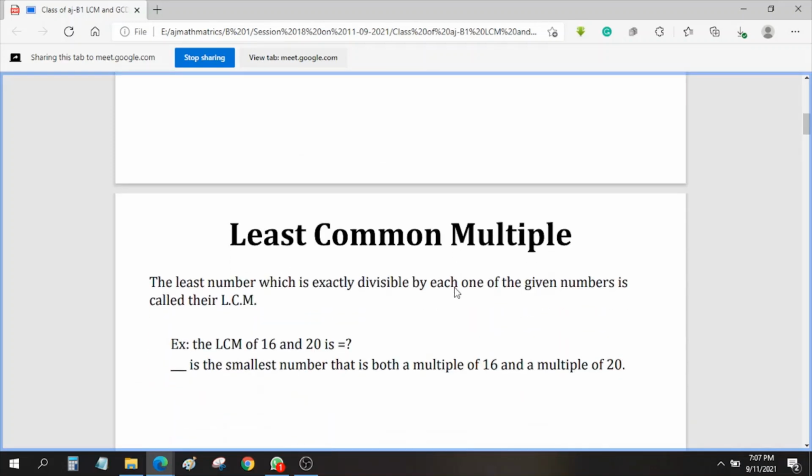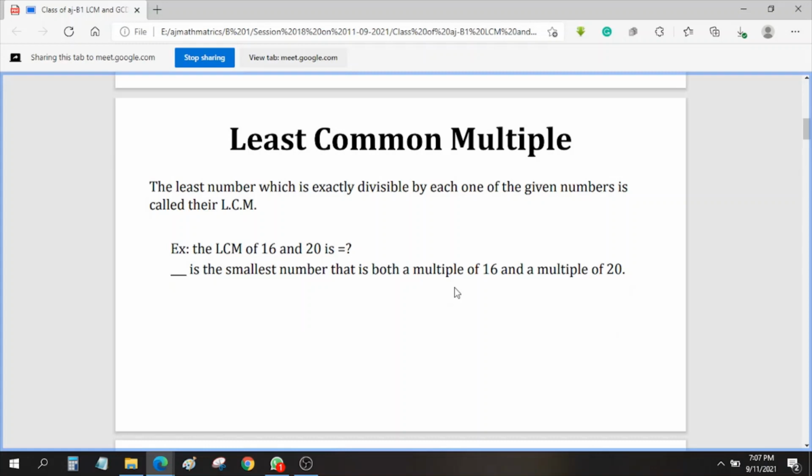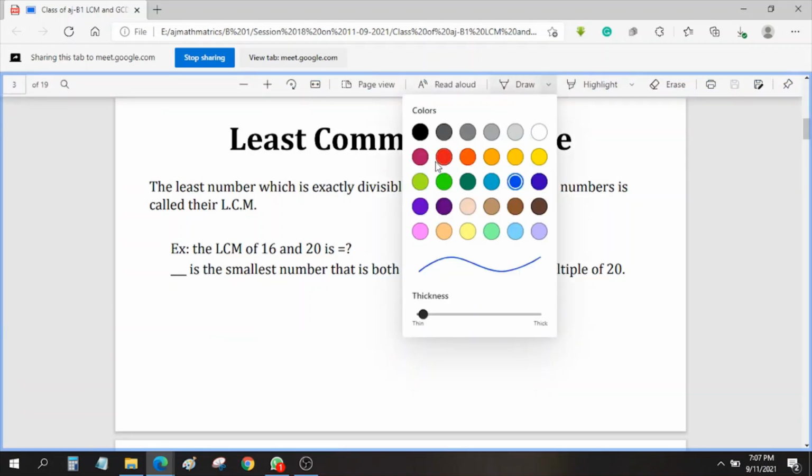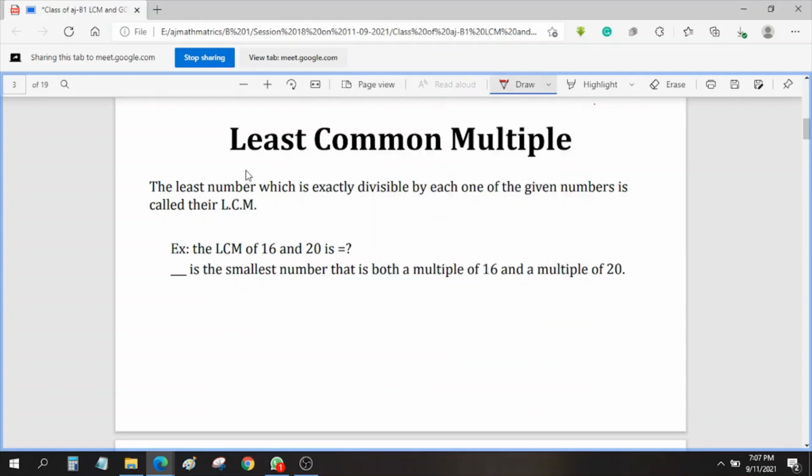So let's go with the basic definitions of LCM. These are all the basic definitions we have for LCM. These basics, you need to read it. I'll send you this document. Just read it. So I'll just go with the flow.